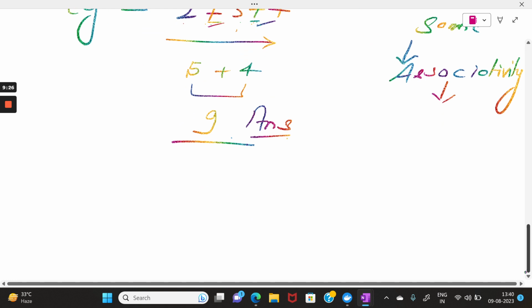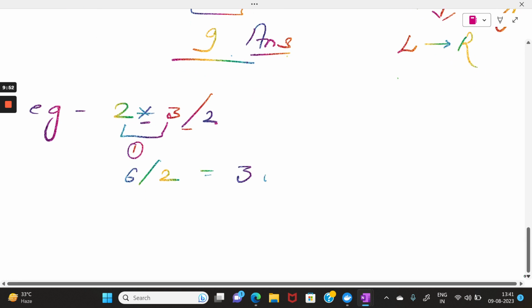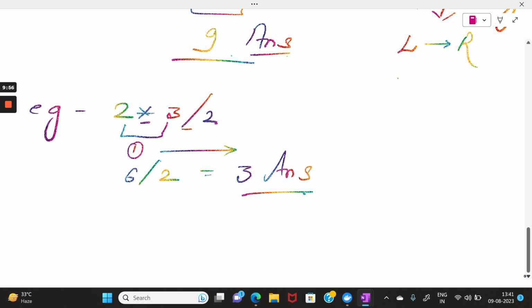So let's start with another example: 2 into 3 divided by 2. Here also the star and the divide have the same precedence, so we need to look at the associativity, and it is from left to right. So first we will do this, 2 into 3 is 6, then 6 divided by 2, and it will be 3. So this will be our answer. We are starting from left to right.